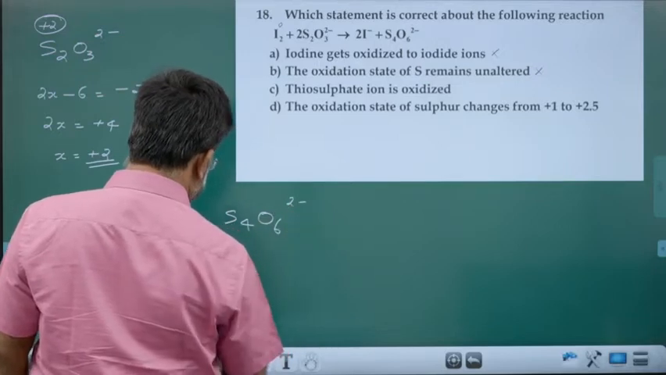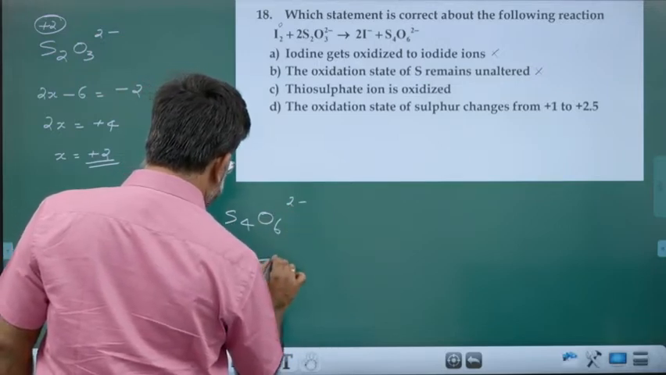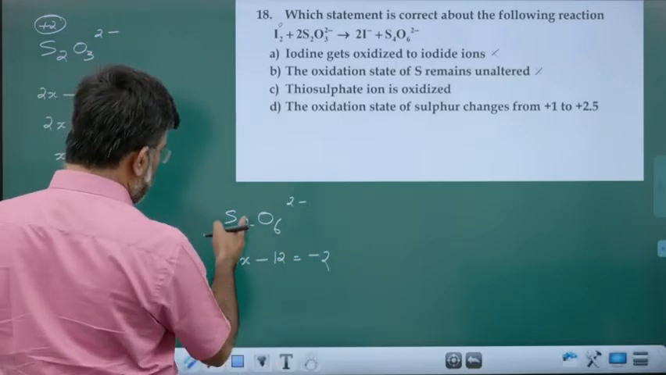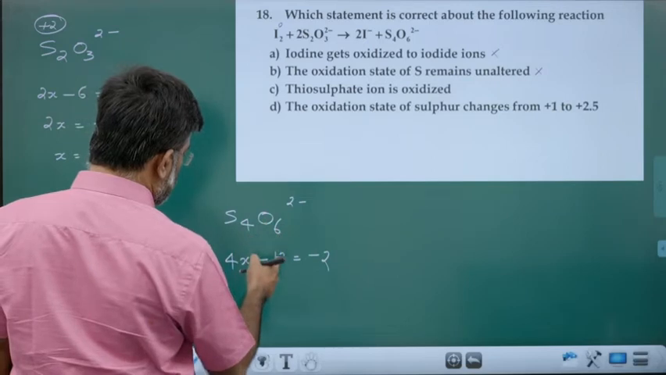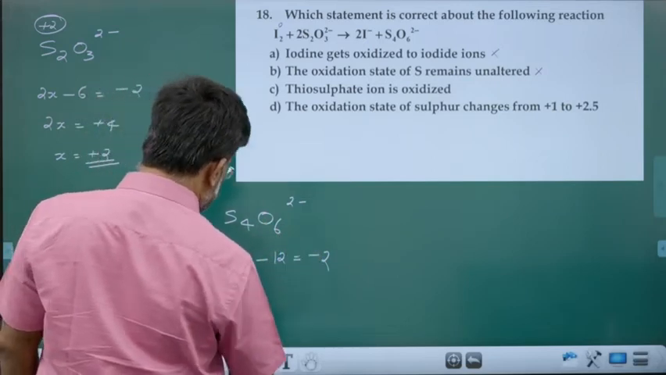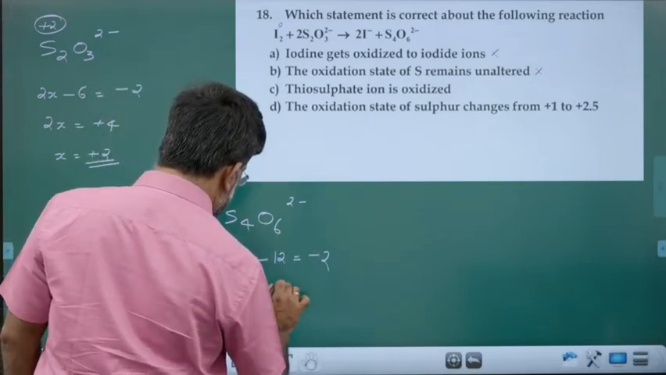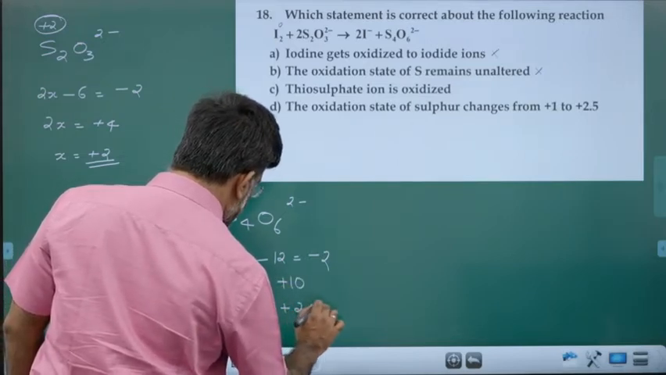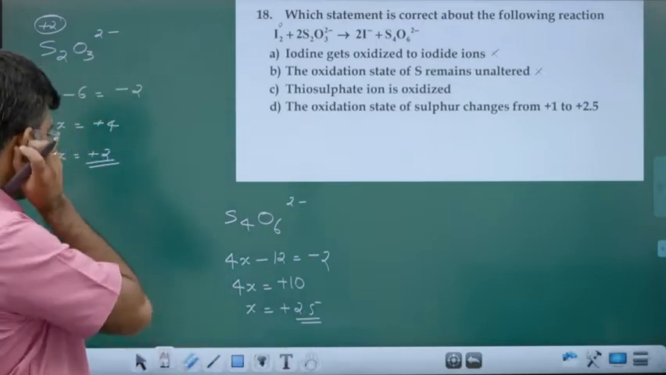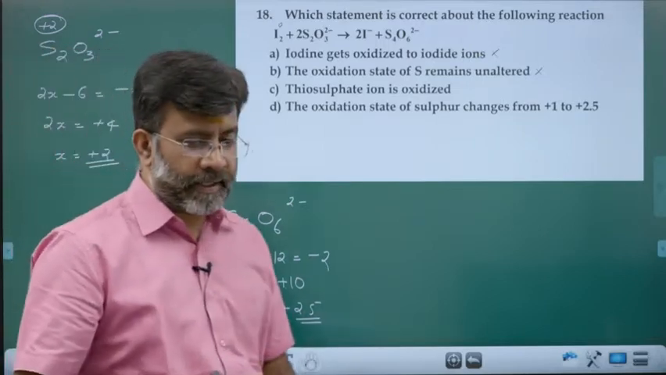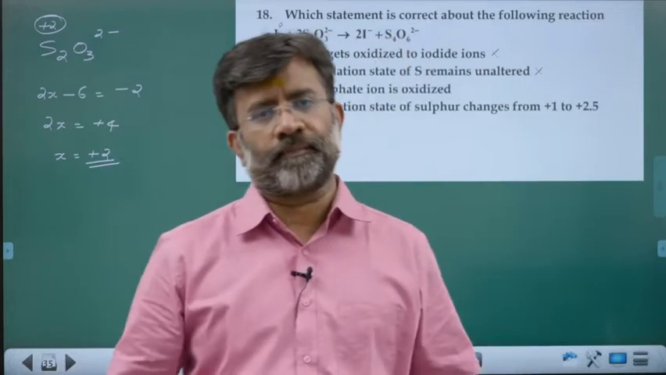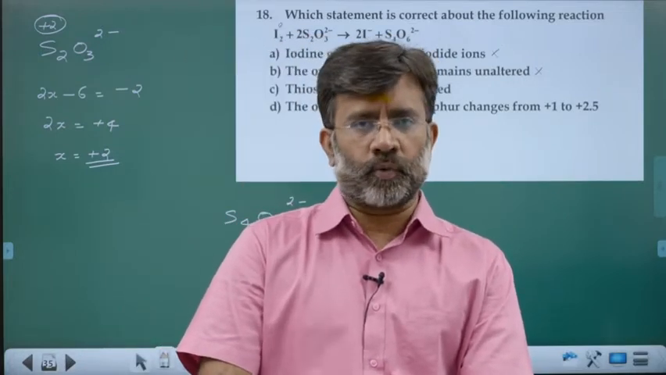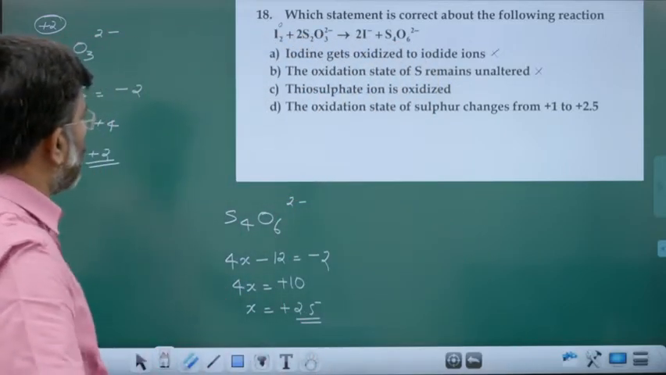S4O6 2 minus. So it is 4x minus 12 equal to minus 2. Sulfur I am giving x, 4x. Oxygen minus 2 into 6 minus 12 equal to minus 2. Therefore, 4x is equal to plus 10 and x is equal to plus 2.5. So the oxidation state is definitely changing, no doubt. So that statement is also wrong.